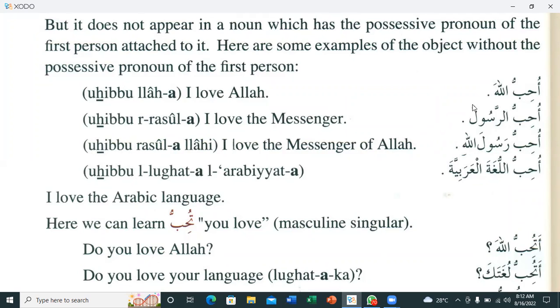This is not clear to me. Which one is object? Allah is object? Yes, Allah is object because I say uhibbullah. So I am doer and love is verb and Allah is object. Okay, Allah is being used as object here. Yes. So we do not say Allahu or Allahi. We must say Allaha because it's object and object is mansub.